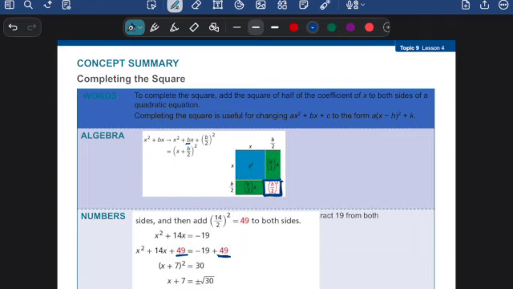Then you factor, then you solve, and you can leave your answer with a plus or minus. Or you can write it out in 2 separate solutions.